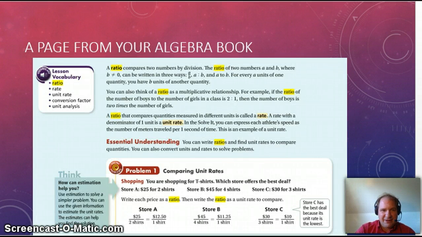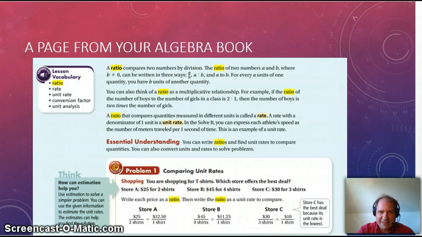So here's a page from your algebra class. Take a look at how this works. A ratio compares two numbers by division. I found this a little hard to read. The important thing to know is we are comparing two numbers. So two shirts are $25, one shirt, $12.50. $45 for four shirts, $11.25. That's going to give us our unit rate.